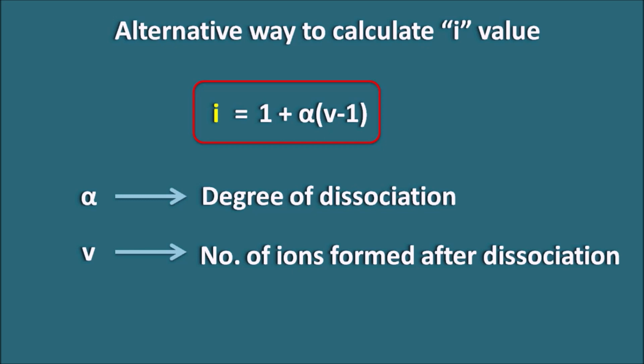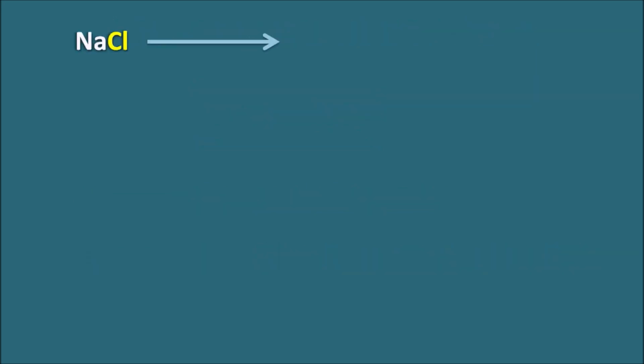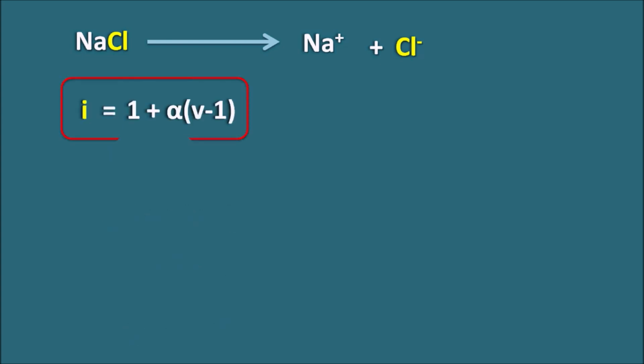Now let us apply this equation and calculate the i value for both sodium chloride as well as zinc chloride. So sodium chloride, when it is dissolved, is split into Na+ as well as Cl- ions. So the i value can be calculated with this equation: i is equal to 1 plus alpha into (v minus 1). And for sodium chloride, practically we can observe 80% dissociation. So alpha is nothing but 80%, otherwise 0.8.